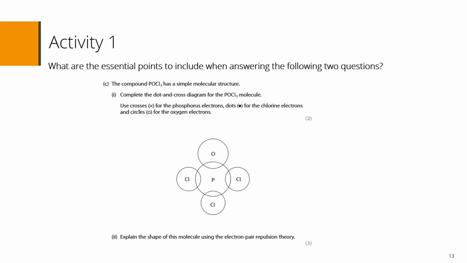So just have a think about this or jot them down on a piece of paper. What are the essential points to include when answering the following 2 questions? Right, the dot and cross diagram for that, and explain the shape of the molecule. 2 marks for the first one, 3 for the second bit. So have a think about that, and then I'll explain why I'm asking you to do this exercise.